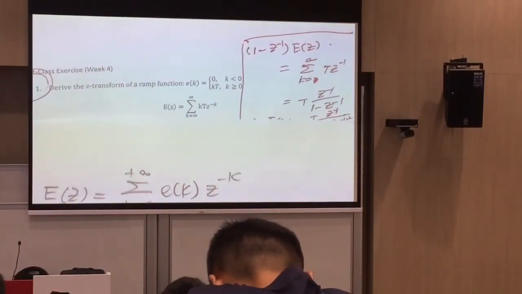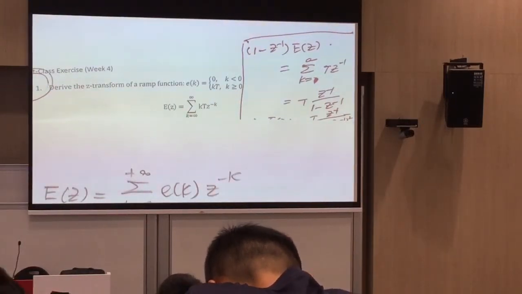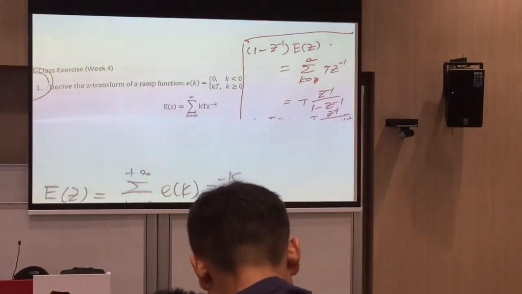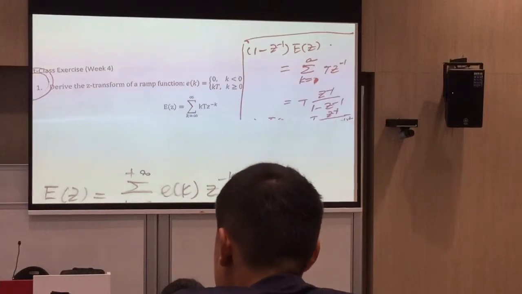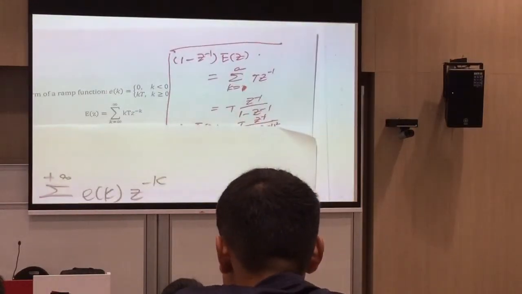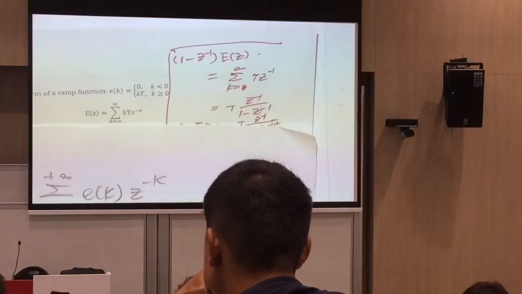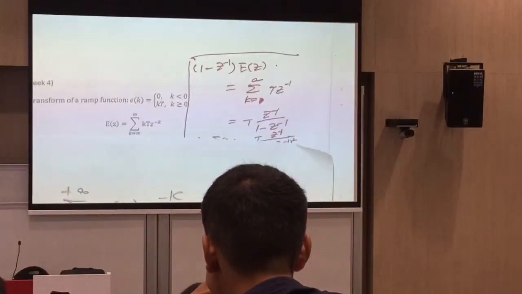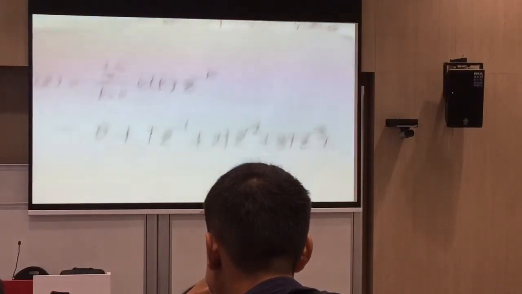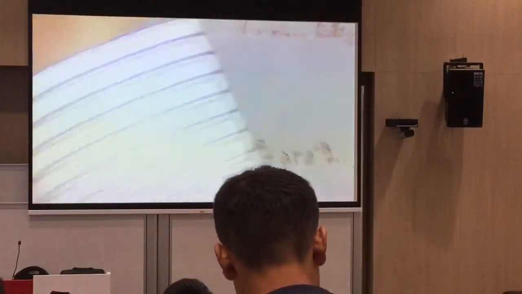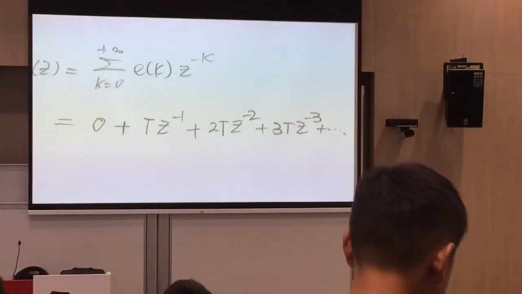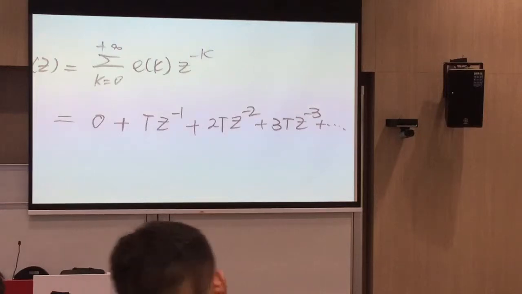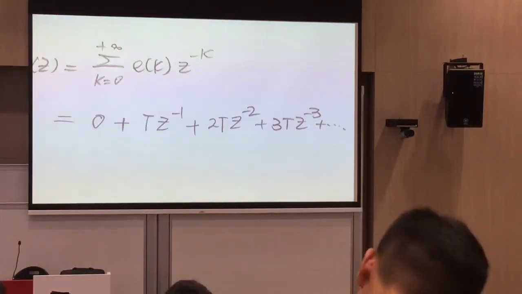We get t multiplied with z power minus 1. If k equal to 2, what do I get? We get 2t z power minus 2. If k equal to 3, we get 3t z power minus 3. That's so straightforward. And how do we do this summation? Is this one a geometric series? No, right?